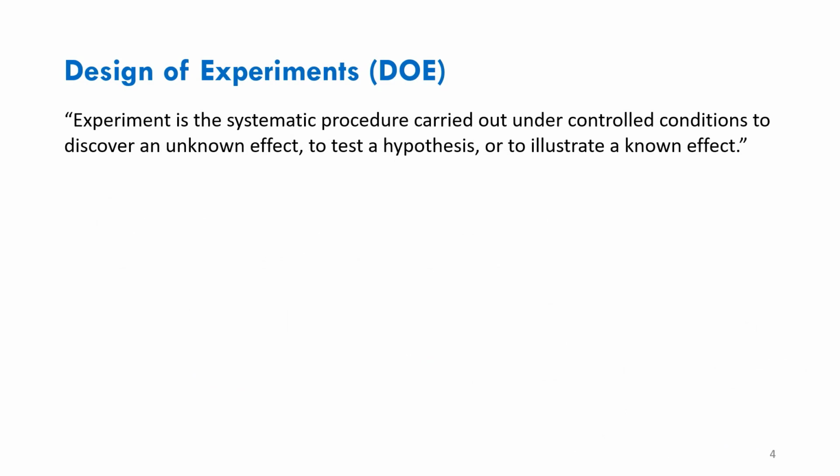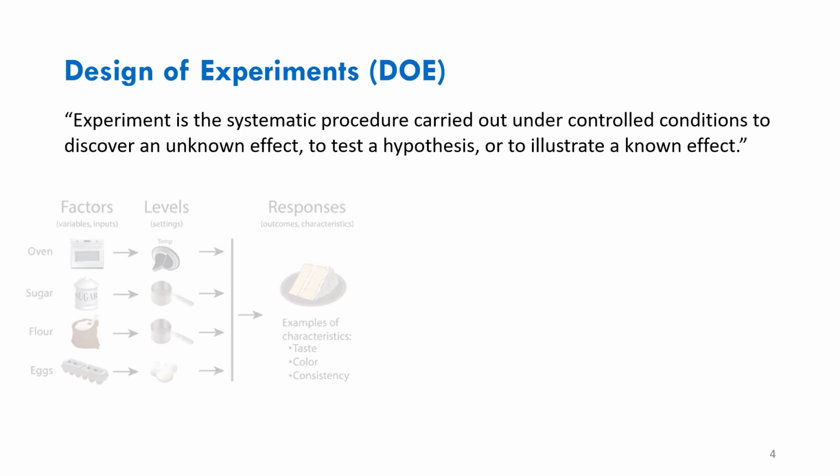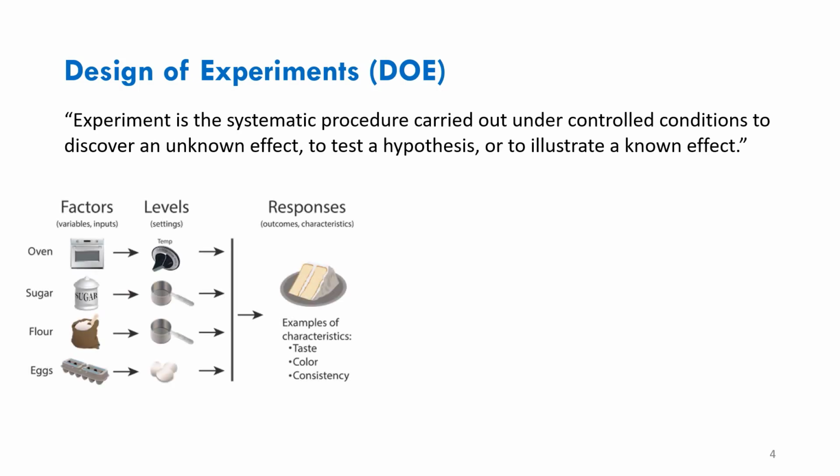An experiment is a procedure in which we check the effect of some input variables on the output. Also, it is used to illustrate a known effect or to test a hypothesis. Let's say if we want to check the efficiency of a cake making process. We have various factors that affect the cake characteristics. To make our cake the best, we have to check its taste, color, consistency by optimal selection of temperature of the oven and the amount of ingredients.